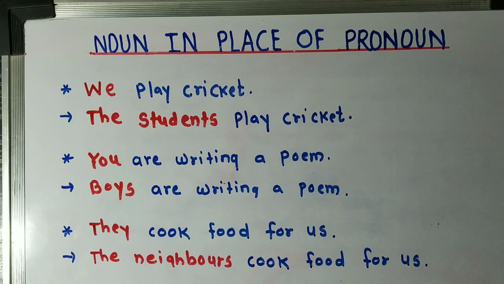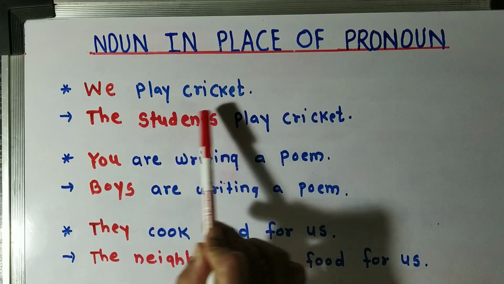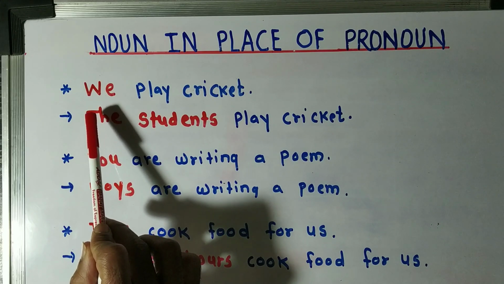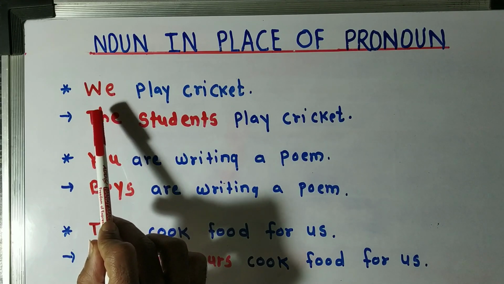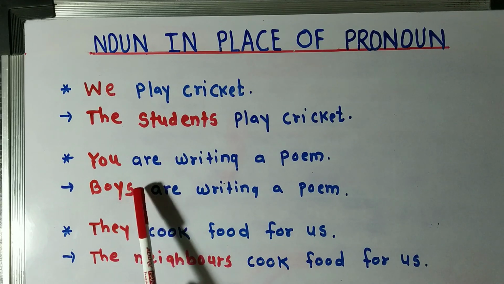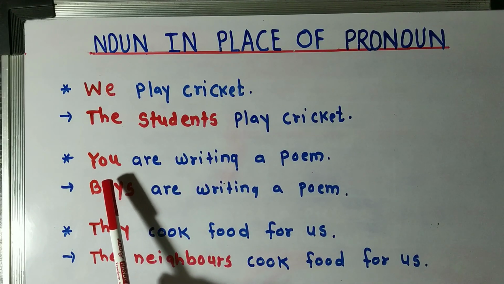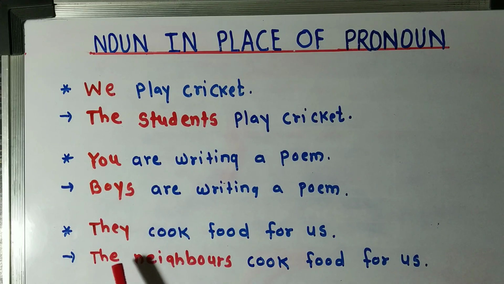Okay friends, in order to help you understand this topic well, I have taken some examples. Let's go through the examples. We play cricket. In this example, word we is placed in the beginning, it is a pronoun and it is plural pronoun. Next one, you are writing a poem. In this example, word you is a pronoun and it is a plural pronoun. Next one, they cook food for us. They is a pronoun and they is a plural pronoun.